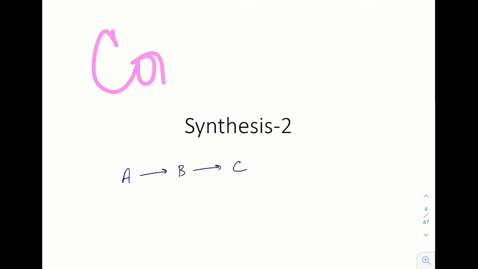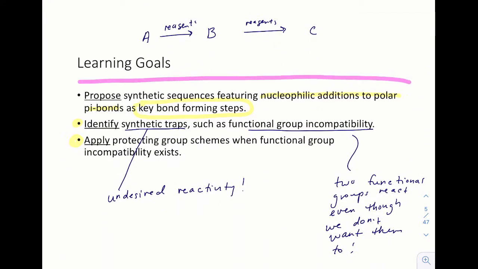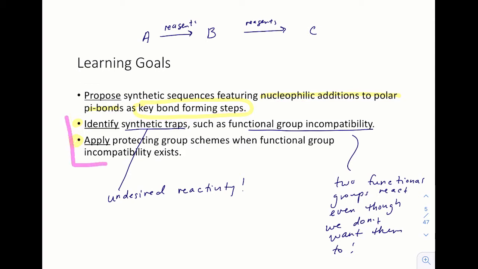In this video, we will continue our discussion of synthesis involving nucleophilic additions to polar pi bonds as key bond-forming steps. In particular, we will move our focus to identifying synthetic traps and learning about the protecting group schemes that allow us to avoid problems such as functional group incompatibility.